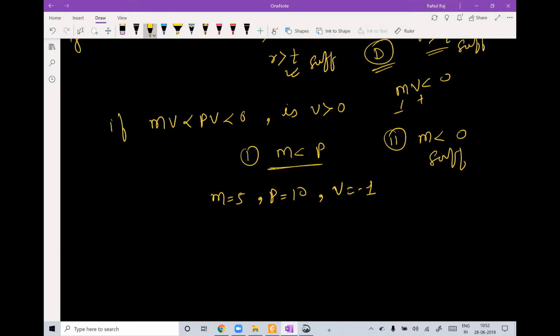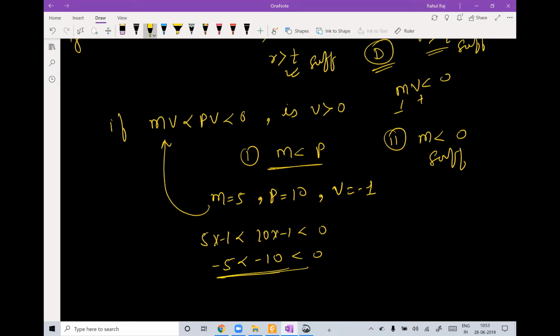Now I can take these numbers, and this equation should be satisfied. That is 5 into negative 1 less than 10 into negative 1 less than 0. That is minus 5 less than minus 10 less than 0. Is this valid in math? No. How can minus 5 be less than minus 10? Oh, sorry, no, right? Impossible condition. Invalid.